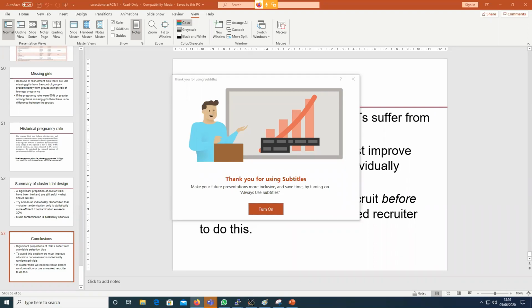Brilliant. Okay, another question we have now is, you mentioned the case example of the subversion in the surgical trial. Do you have any experiences of other trials being subverted?